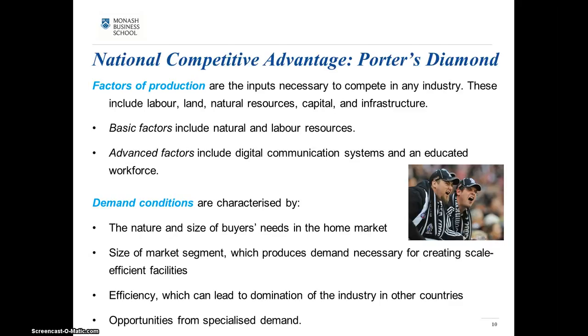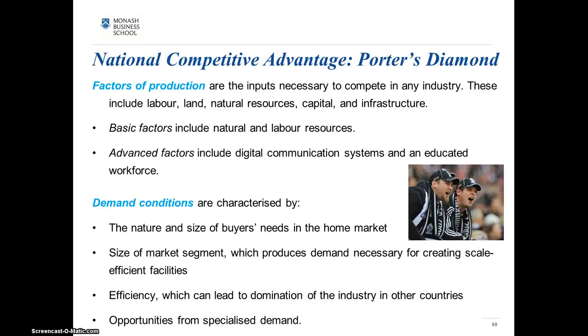The next of the four attributes as part of Porter's Diamond are the demand conditions. That is, what is the level of demand within a particular nation? And this involves things like the nature and size of buyers' needs in the home market. Do they need the product that is the mainstay of the industry in which you compete? What is the size of the market segment that you're looking at and that you compete in, which produces demand necessary for creating scale-efficient facilities?